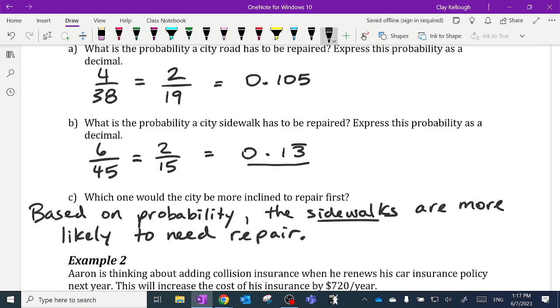This is a higher probability than that, right? This is a 13% chance. This is a 10.5% chance, if you want to think percentages.